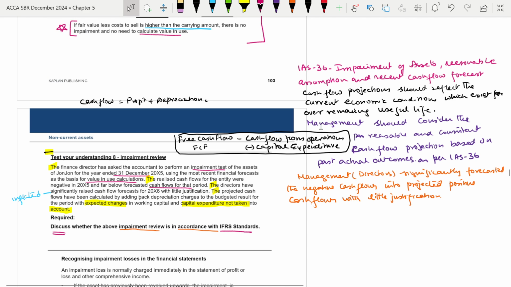I agree with you. What you are raising is about the carrying amount. We will do that in subsequent questions: carrying amount, fair value less cost to sell, value in use, cash generating units. We will do everything there. But right now, we should not get distracted.